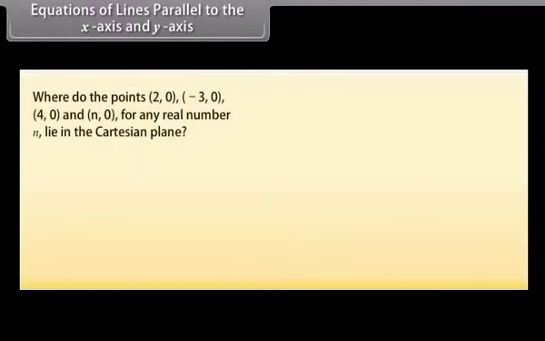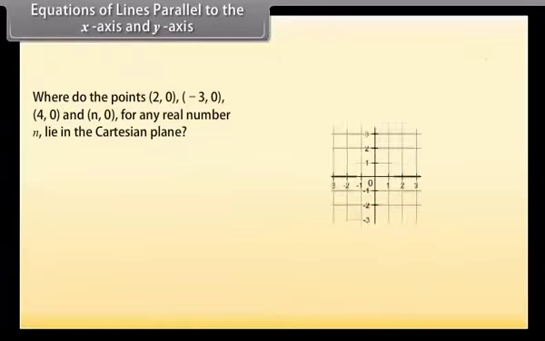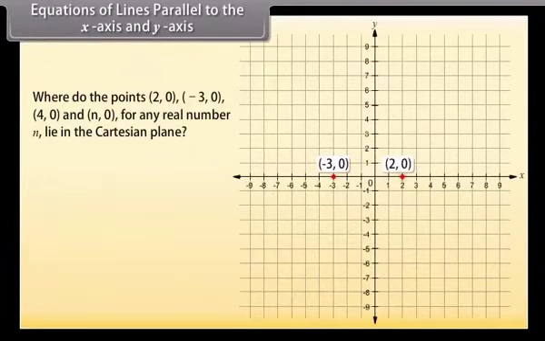Equations of lines parallel to the x-axis and y-axis. Answer one question now. Where do the points 2, 0, minus 3, 0, 4, 0, and n, 0 for any real number n lie in the Cartesian plane? Yes, they all lie on the x-axis, but do you know why?